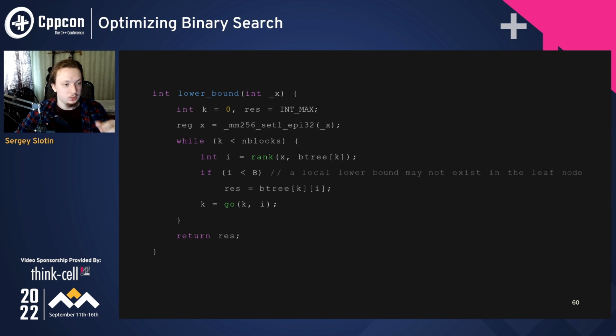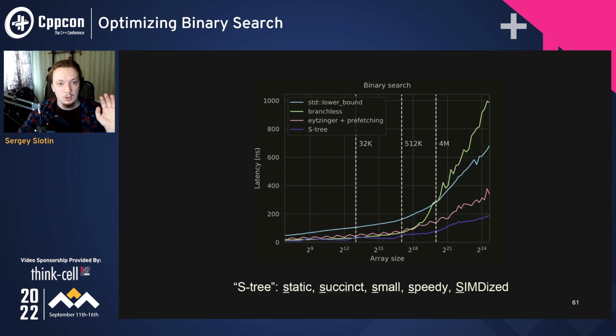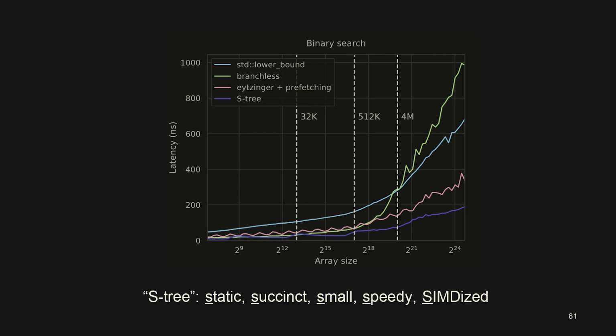This problem is similar to the Eytzinger binary search, if you recall. But we meet the global lower bound somewhere on the path to that leaf node. So to solve this problem, we can just keep track of the answer and update it each time we descend down the tree, if the node had a local lower bound. So if we run this benchmark again, we get another 50% speedup over the Eytzinger binary search.